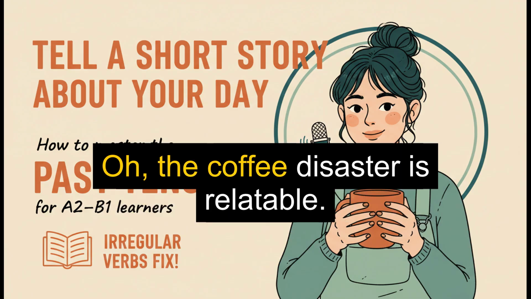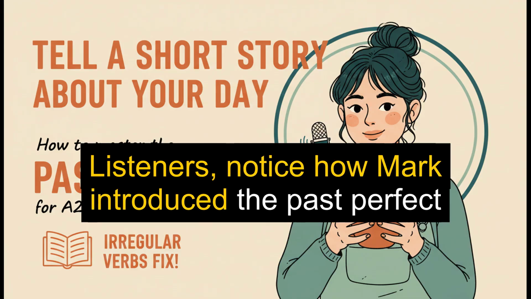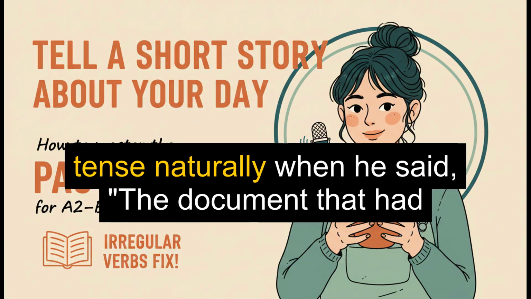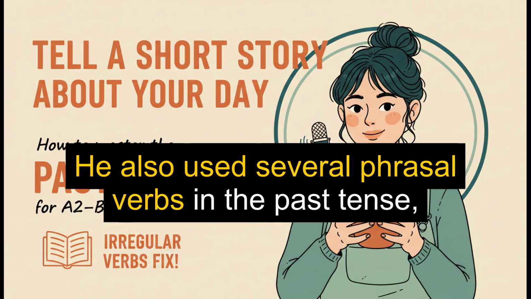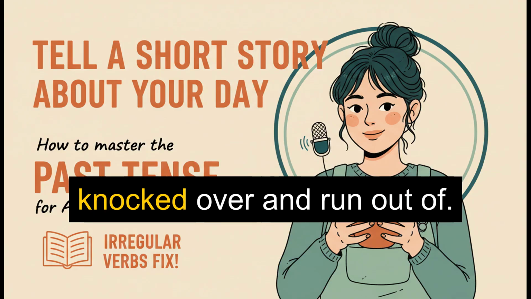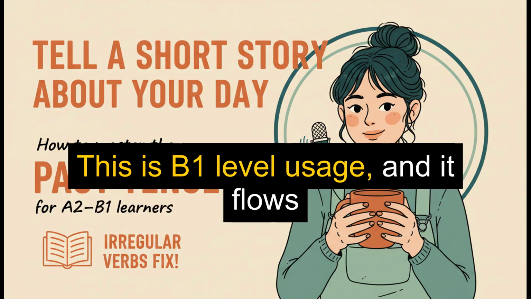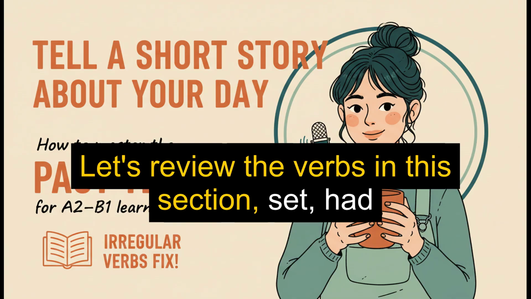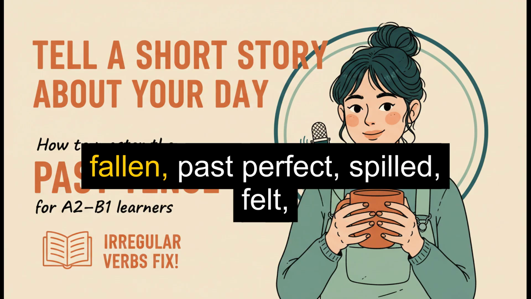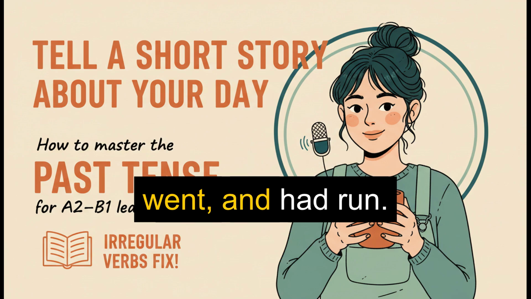Oh, the coffee disaster is relatable. Listeners, notice how Mark introduced the past perfect tense naturally when he said the document that had fallen. He also used several phrasal verbs in the past tense, knocked over and run out of. This is B1 level usage and it flows perfectly. Let's review the verbs in this section. Set, had fallen, past perfect, spilled, felt, went, and had run.